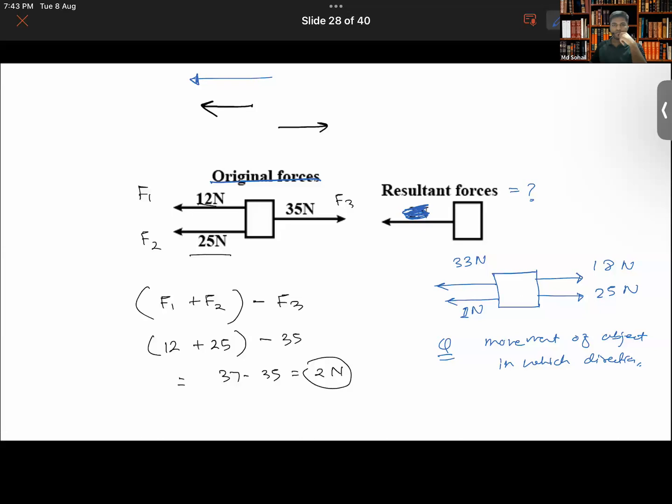So where will the object move? In the right direction or left? Right. It will move in the right direction. Let's see how. On the left direction, the magnitude of the force is 34 Newton. The force applied in the right direction is 43 Newton. So it is greater by 9 Newton, right? Hence the object will move in the right direction.